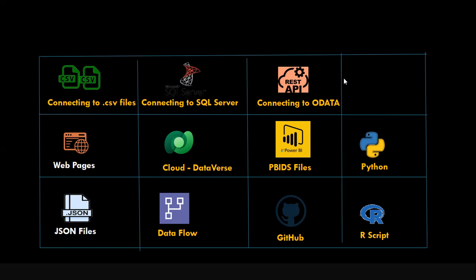And connecting to OData, we'll take a look. And the web pages also, we have seen them, right? We will take a look at it one more time. And PBIDS and other types of files. We also had a look at GitHub, right? How to connect to GitHub data.